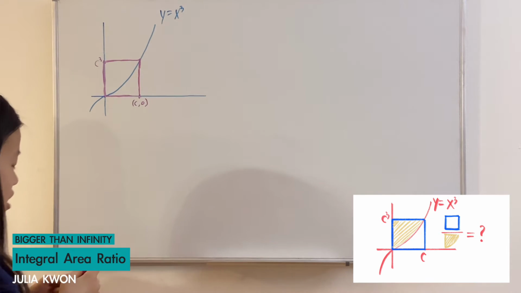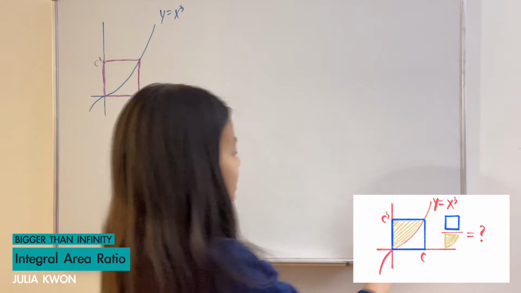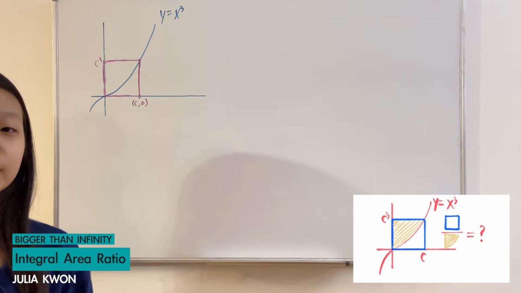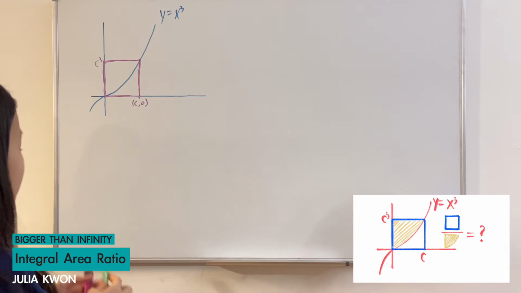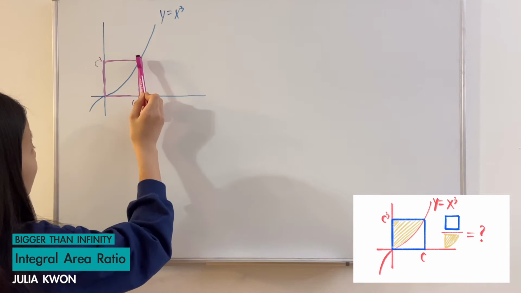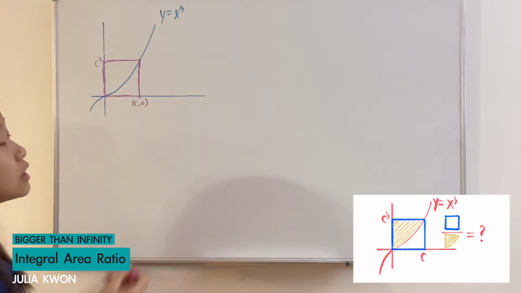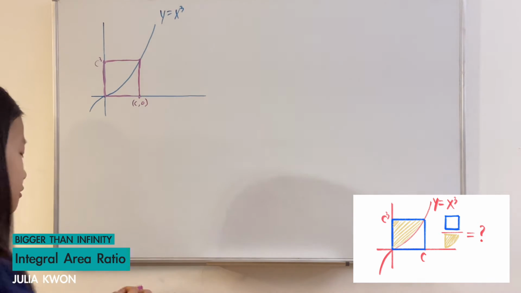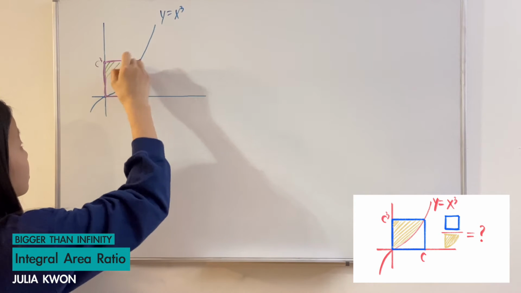And so what we're trying to find in this video is the ratio of the area of this rectangle to the area of this shaded part.